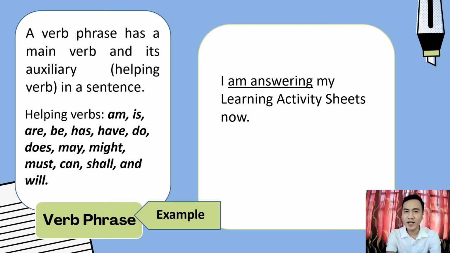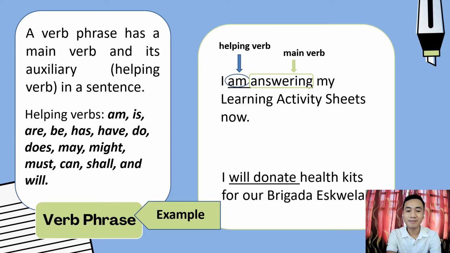The underlined phrase is a verb phrase. Why? Because it has the auxiliary or helping verb am and the main verb answering. Another example, I will donate health kits for our Brigada Eskwela. The underlined phrase is a verb phrase because it has the helping verb will and the main verb donate.